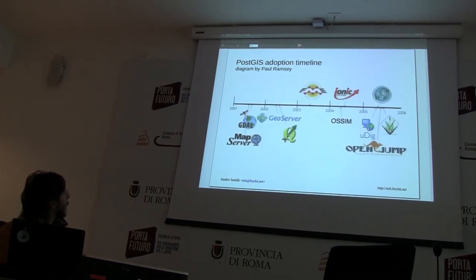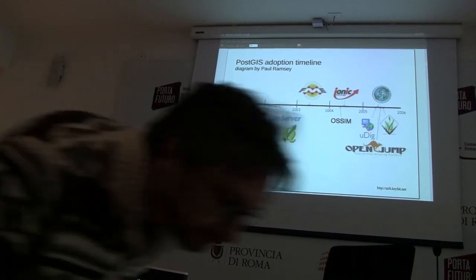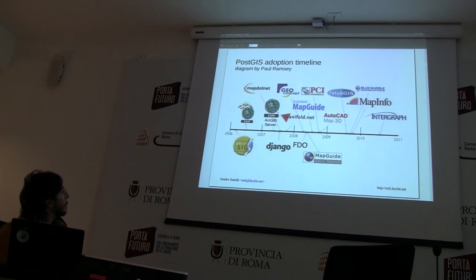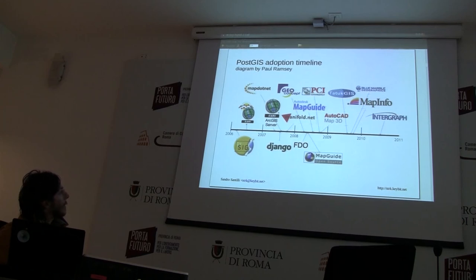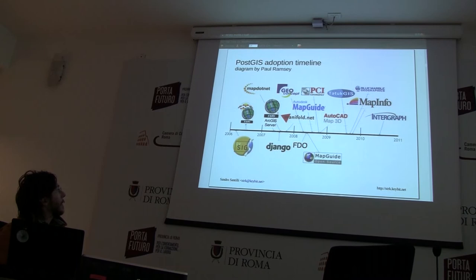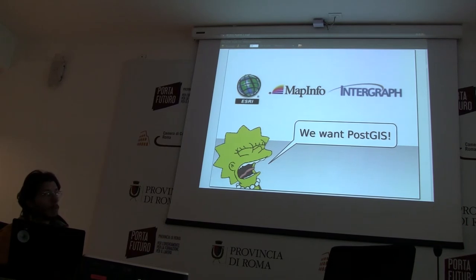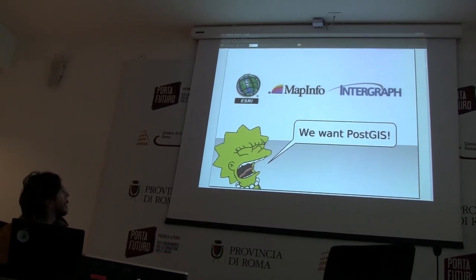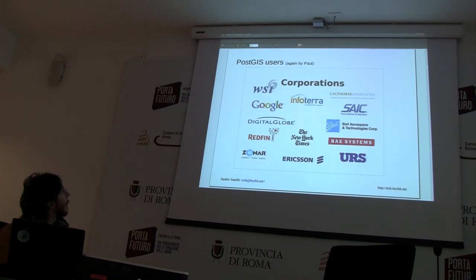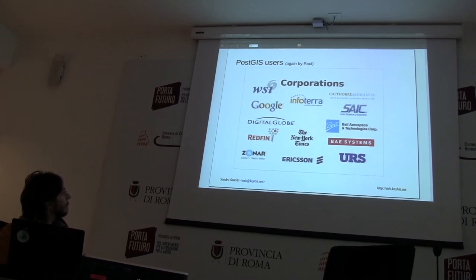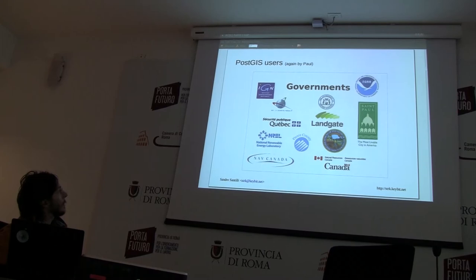This is the adoption timeline by other software components. You can see since 2006, also proprietary software vendors started adding support for PostGIS. For example, Esri came a bit late, 2006, but finally got it. Why? Because their users wanted PostGIS support. Corporation users, government users.